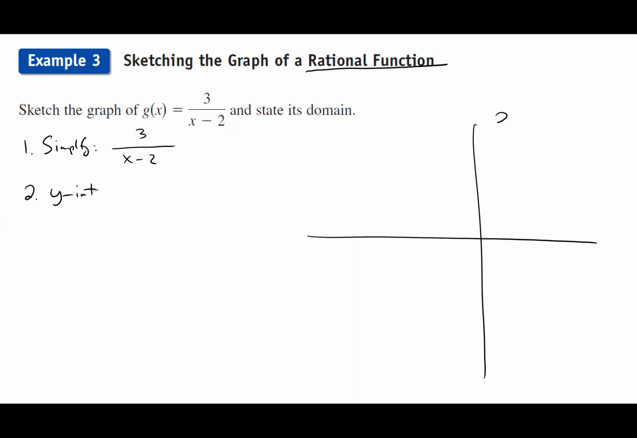Y-intercept. What do we do? We plug a 0 in for x. That's it. So 3 over 0 minus 2 is negative 3 halves. And if we want to, we can put it off to the side here as the y-intercept. You can write it as a point, just the point that it's going to hit at.